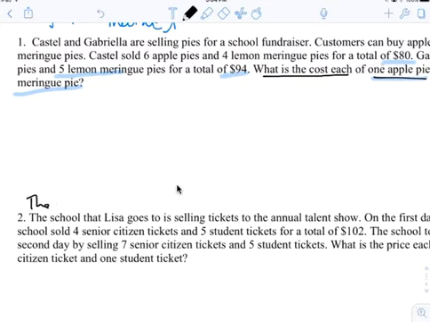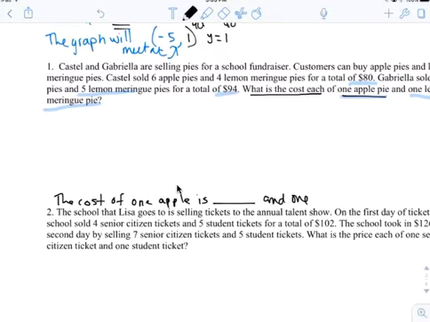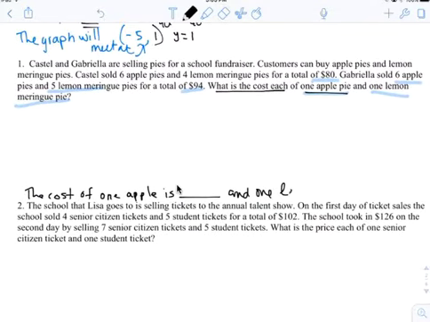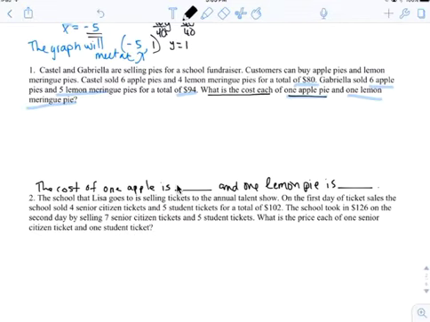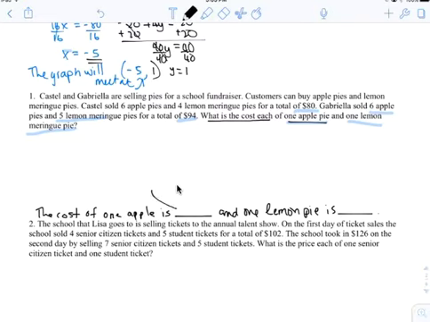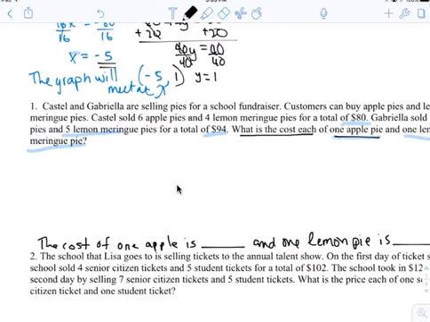The cost of 1 apple pie is, and 1 lemon, we'll just put lemon, meringue's too long, pie is, okay, let's find out how to do that. Okay, 6 apple pie and 4 lemon pie costs this much.